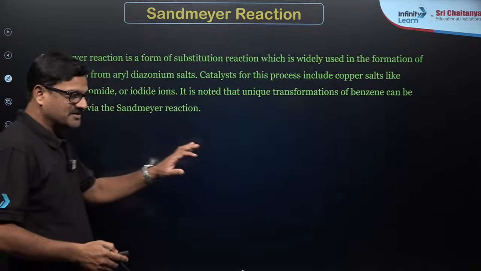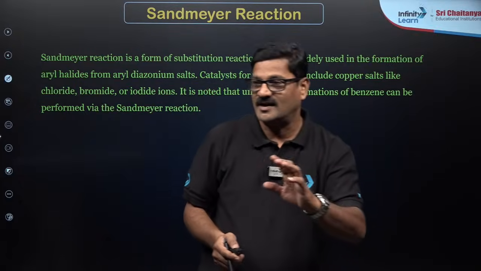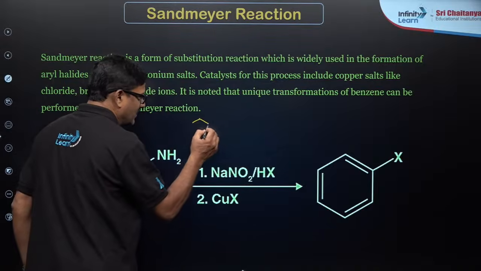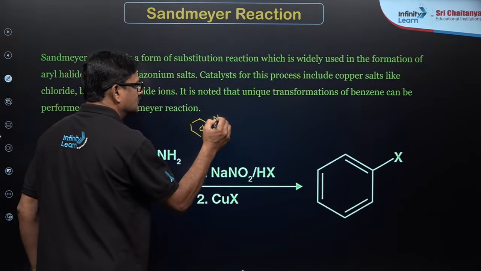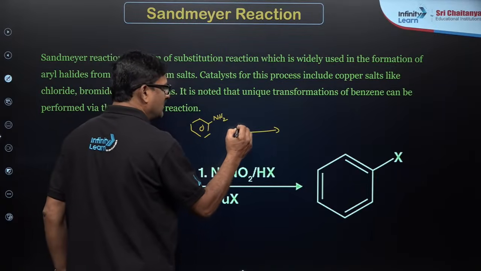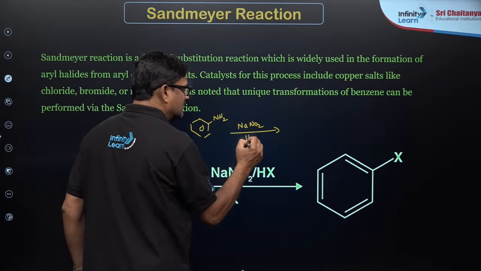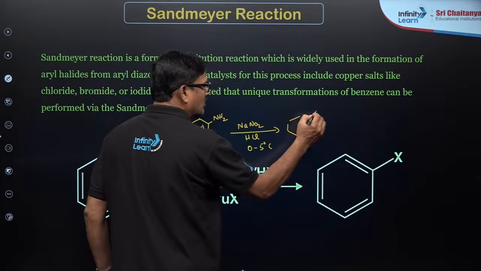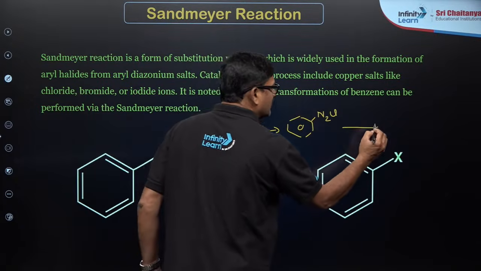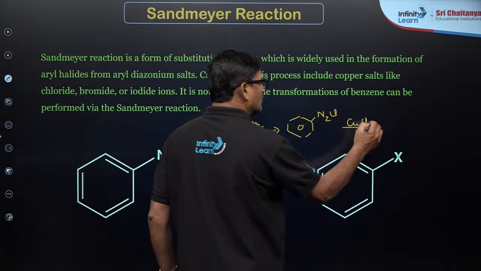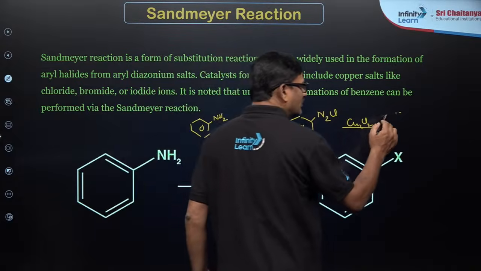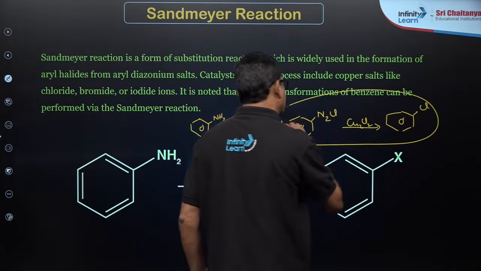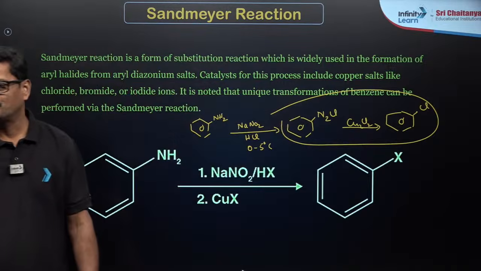And Sandmeyer reaction, just as we have seen Gattermann reaction, Sandmeyer reaction gives a better yield. So aniline, I want to write this. Aniline, when it is treated with NaNO2 and HCl at 0 to 5 degrees centigrade, you are going to get benzene diazonium chloride, N2Cl, and it is treated with Cu2Cl2. And you're going to get chlorobenzene. This part, especially, is called a Sandmeyer reaction.